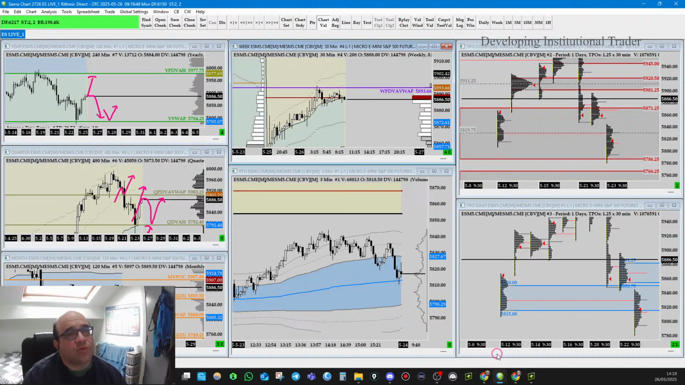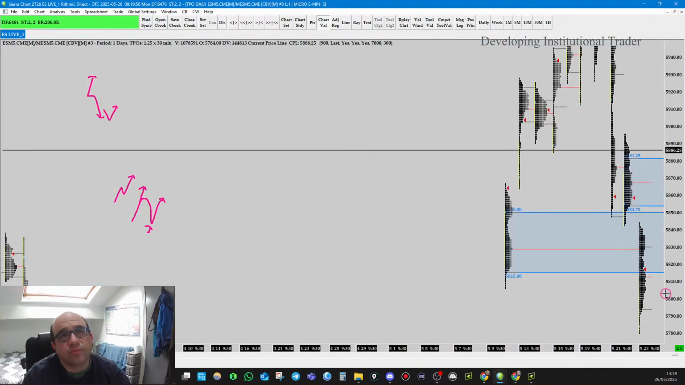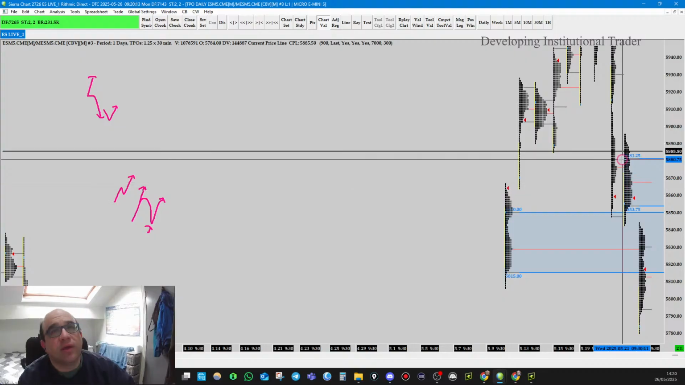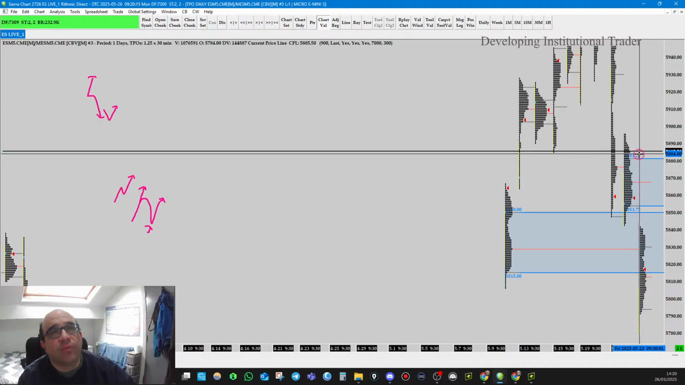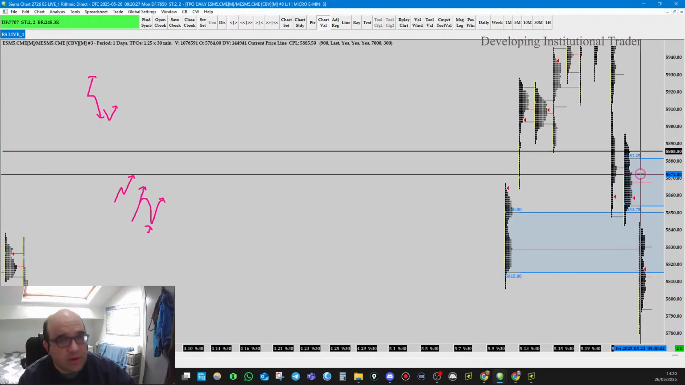And on the TPO, you see that we are just above the 22nd of May value, but we haven't been accepted inside yet. So we're just at the higher point. If we get accepted inside, I may attempt a short there to the poke.